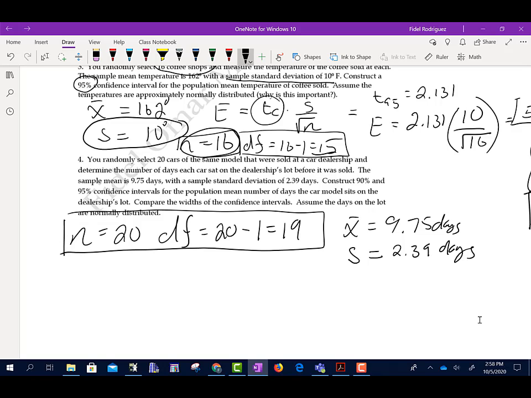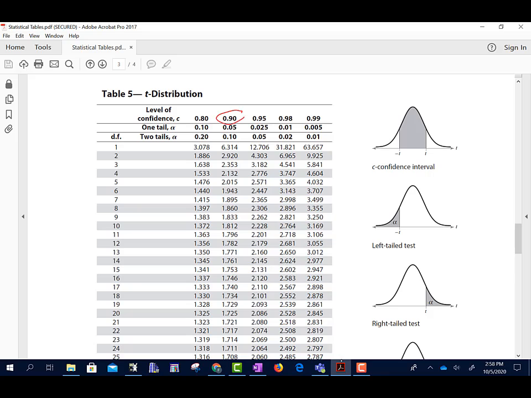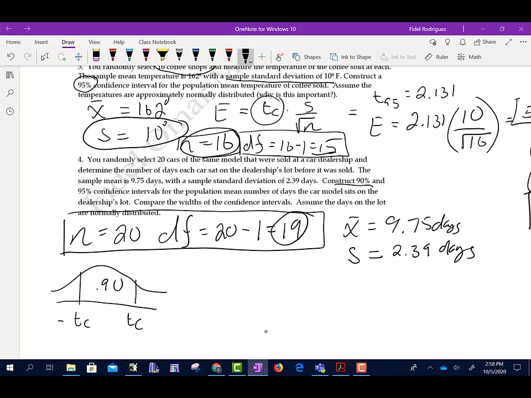The first thing we're going to do is a 90% confidence interval. We're going to find our TC values. Remember, one of them is going to be negative, one's going to be positive. So I'm going to come back to my chart here. We're looking for 90% with degrees of freedom of 19. Here's 90%, degrees of freedom of 19, and I'm coming up with 1.729. So this one here is a negative 1.729, and this is a positive 1.729. We found our TC value.